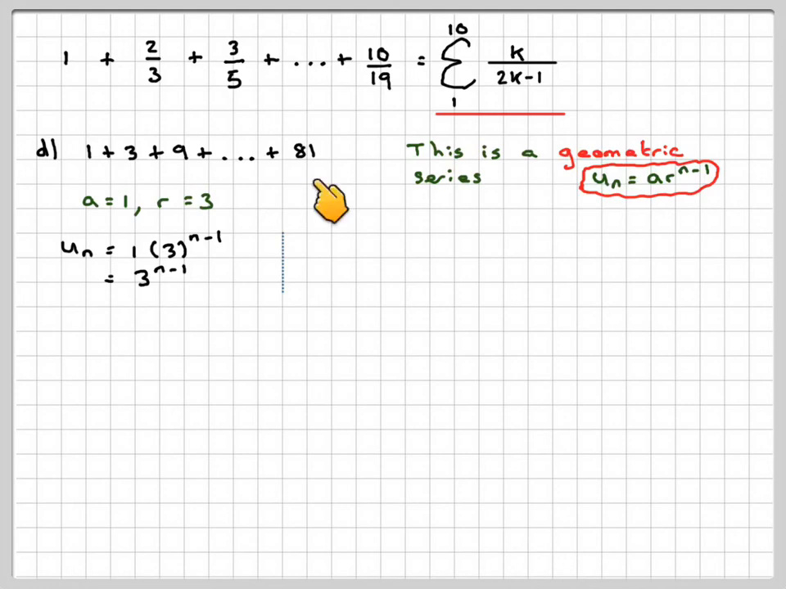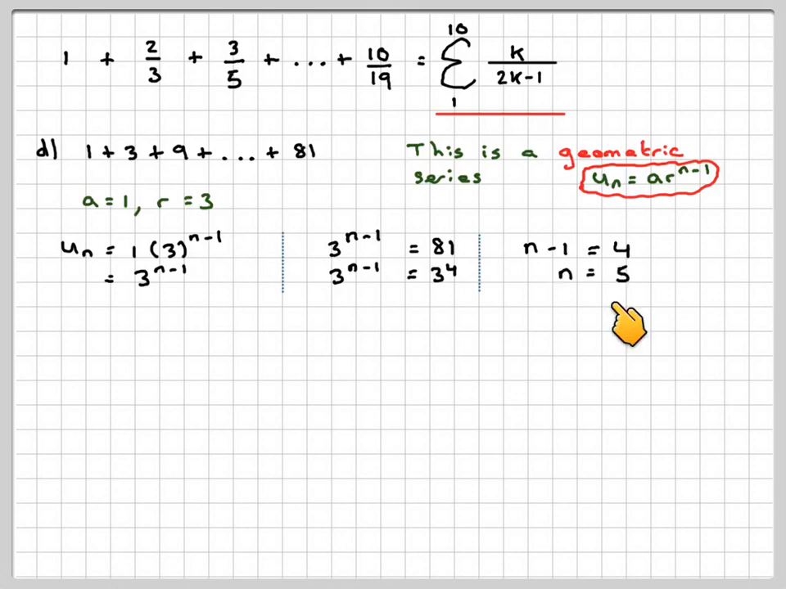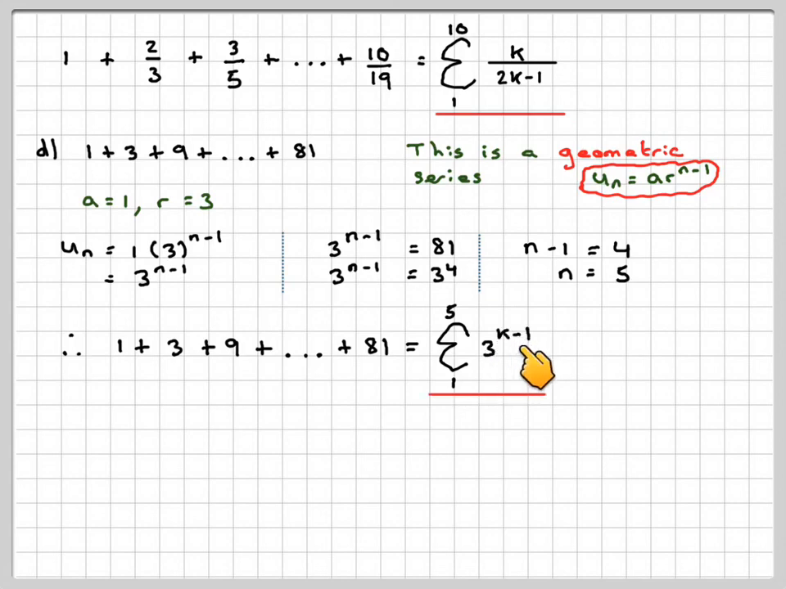Again, we could just write them out, but it's useful to know how to do it algebraically. 3 to the n minus 1 is equal to 81, and therefore 3 to the n minus 1 is equal to 3 to the 4. So that means that n minus 1 is equal to 4, and therefore n is 5. So therefore, 1 plus 3 plus 9 up until 81 in sigma notation is from 1 to 5 of 3 to the k minus 1. Obviously, we write it in terms of k.